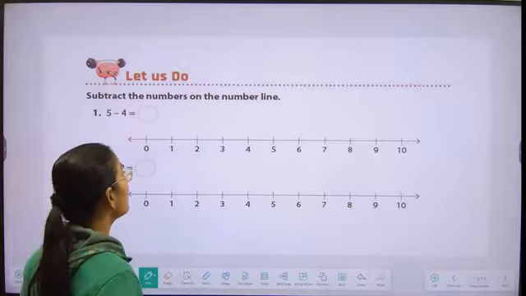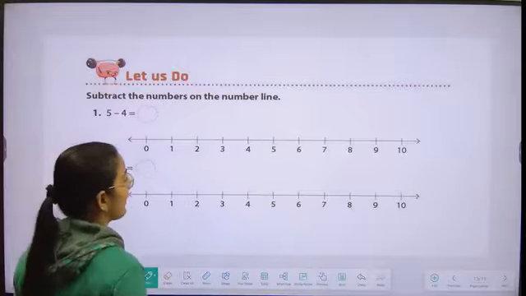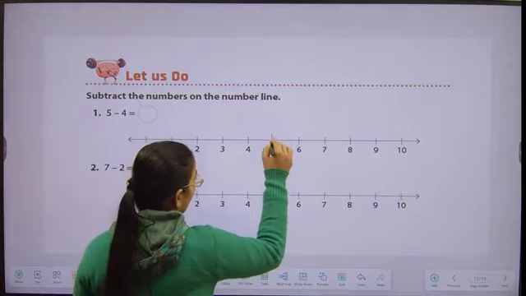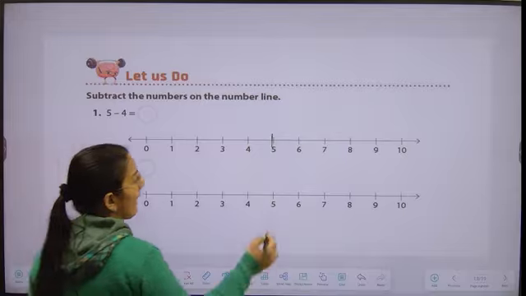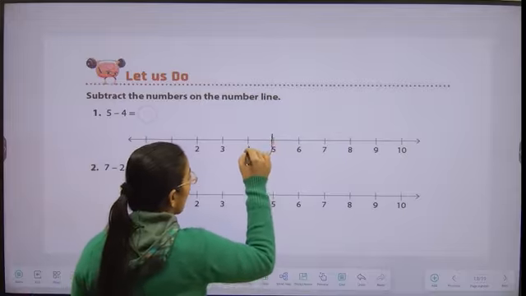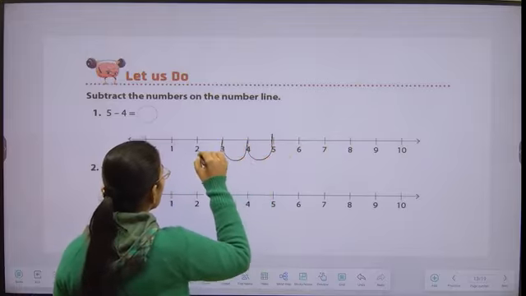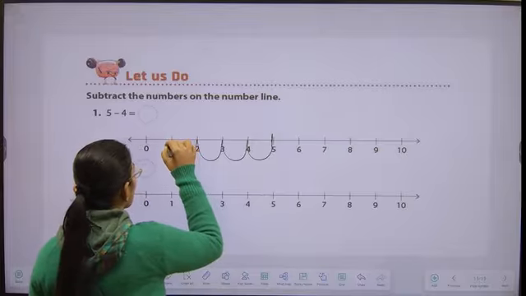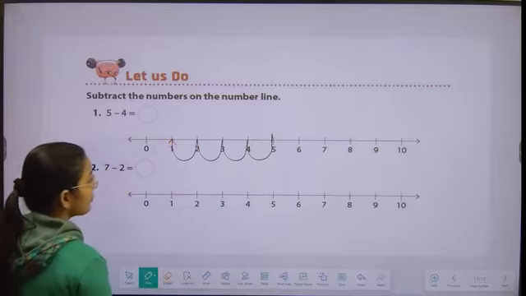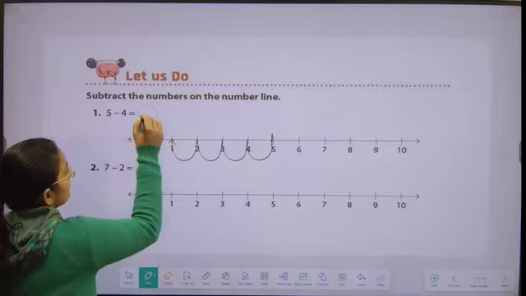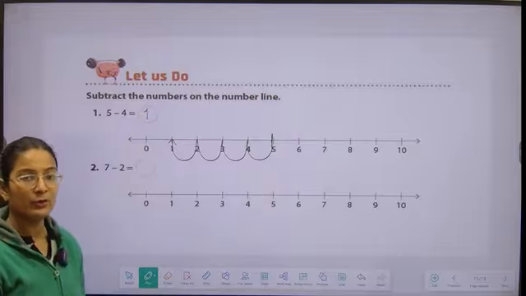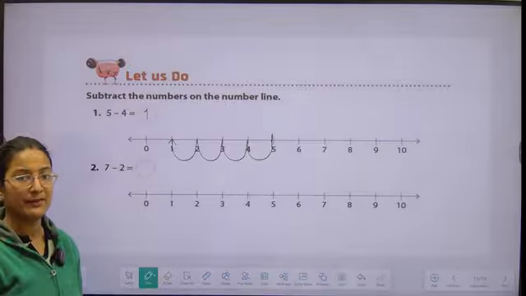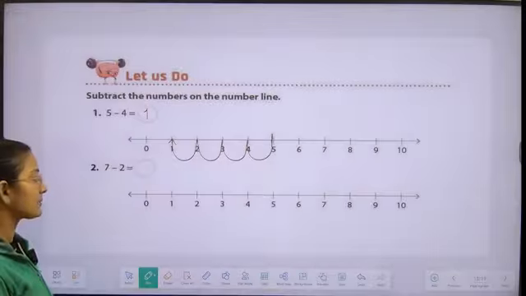Let's start doing. First, we have to stand on 5. And we have to subtract 4. Let's do the backward counting by 4. 1, 2, 3, 4. So at which place am I standing? 1. So my answer will be 1. Does everyone do this with me? Very good. Moving to the next one.